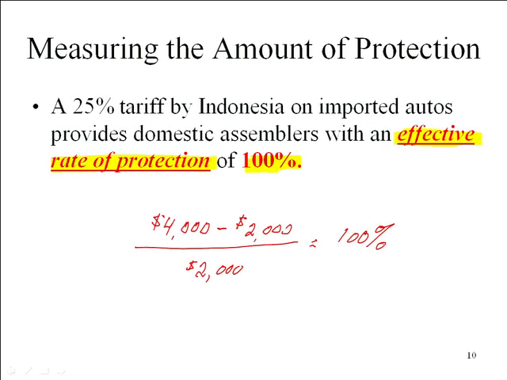So in this case, domestic Indonesian auto assemblers are really getting a lot of leeway in terms of having this tariff in place. Now, it is important to remember that this only works for cars that are going to be assembled and sold in Indonesia. They don't get to assemble them in Indonesia and then sell them on the world market. Banking them at 10 grand just doesn't really work.